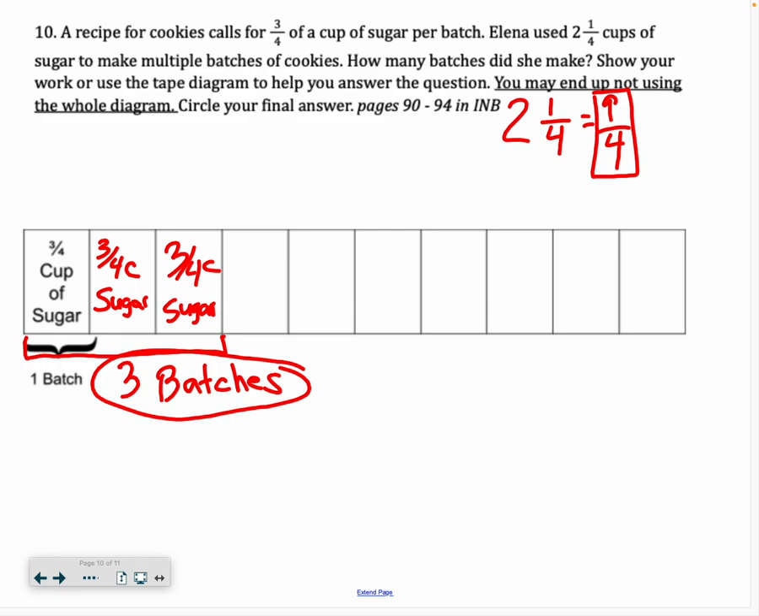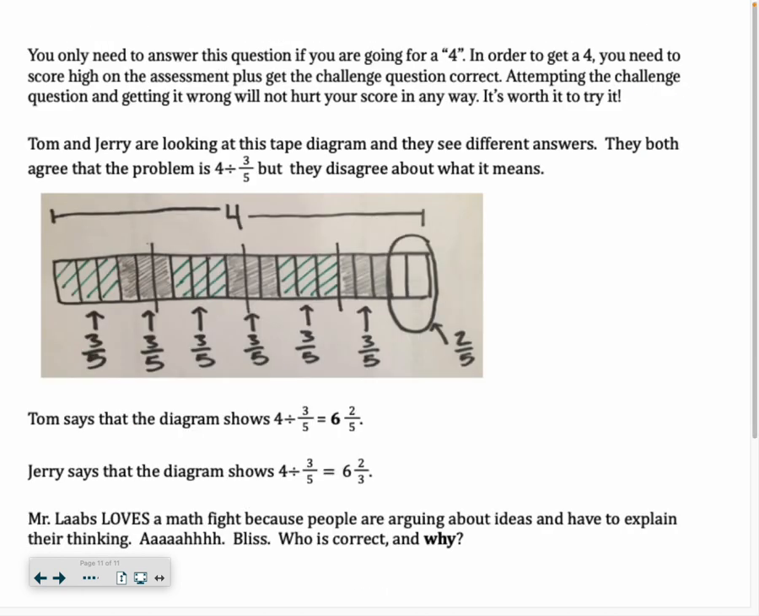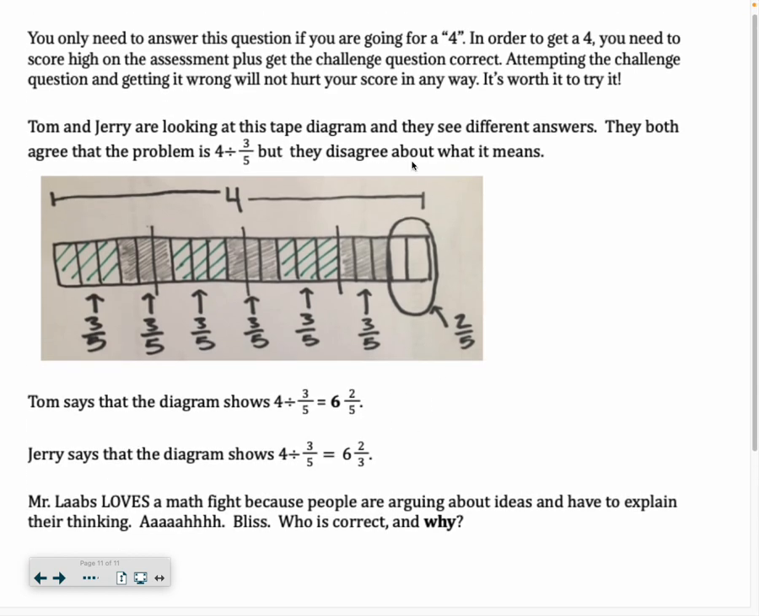I think that was the last one for the review before the challenge. And so this one is optional. You only need to answer this question if you're going for a 4. In order to get a 4, you need to score high on the assessment plus get the challenge question correct. Attempting the challenge question and getting it wrong will not hurt your score in any way. It's worth it to try it.